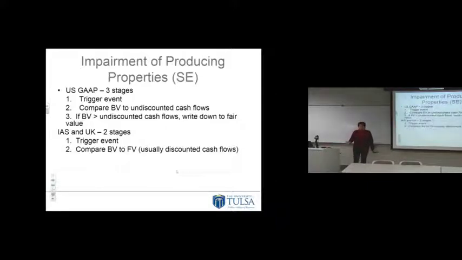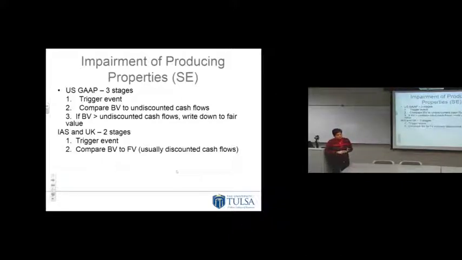So again, I don't have to do this every year, but I'm going to look at the fields. If there's a trigger event, then maybe I need to look at this field. Proved reserves have been reduced. I'm going to then look at the field's book value. BV stands for book value. Book value is what have I spent on the field? Leasehold, wells and equipment. It's what's capitalized, not, again, this is successful efforts.